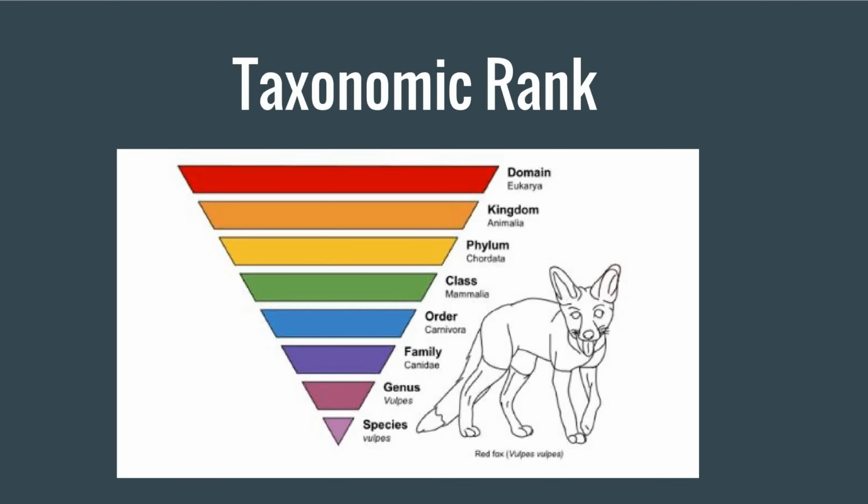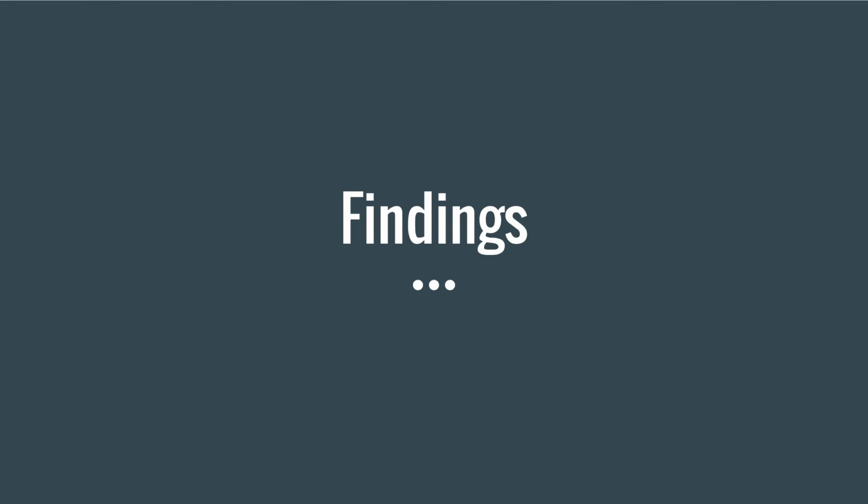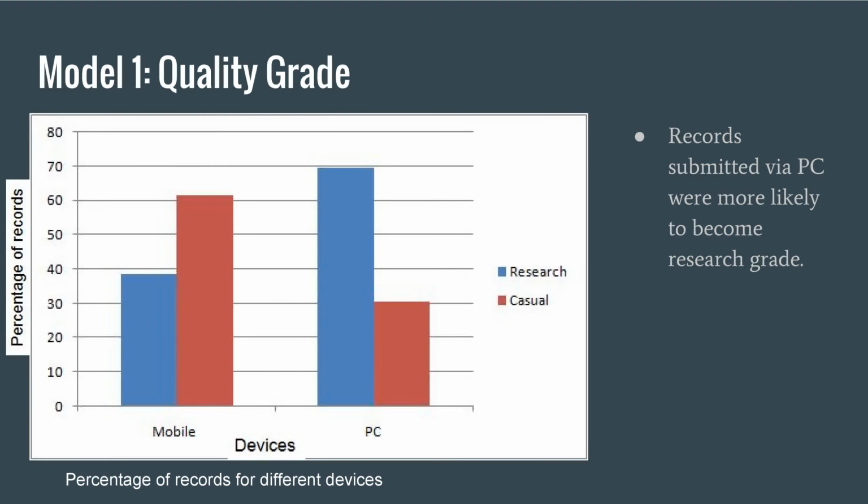Before going through the experimental findings, let's remember that in biological classification, we have 8 ranks, from domain to species, where each rank becomes more specific in describing the organism. So let's see the results of this study. Records were more probable to reach research grade if they were submitted from a PC and did not ask for very specific details about the species being observed.